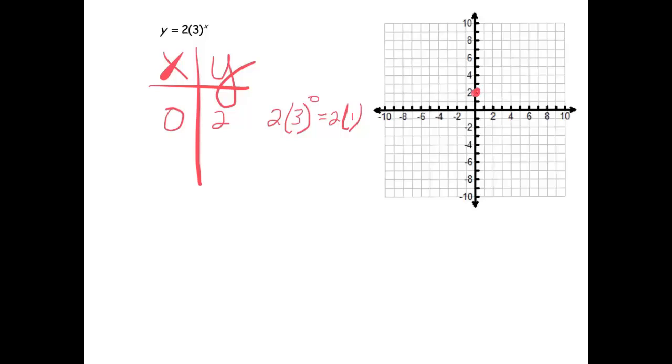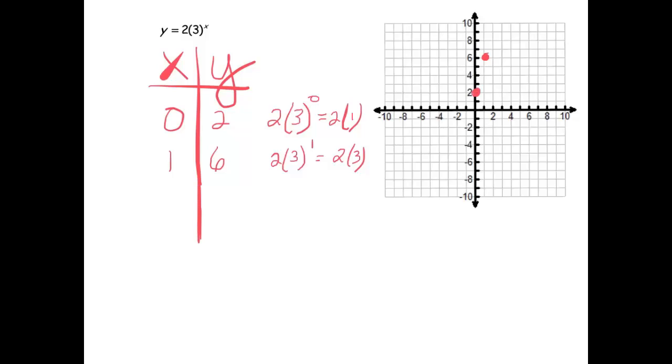Let's try substituting 1 in for x. So that would be 2 times 3 to the 1. Again, exponents first, so that would get us 2 times 3, which is 6. So I'll put another point at 1, 6. And I could try plugging in more values, but I think we're going to realize that it's going to get bigger than 6. Let's try some negative values.